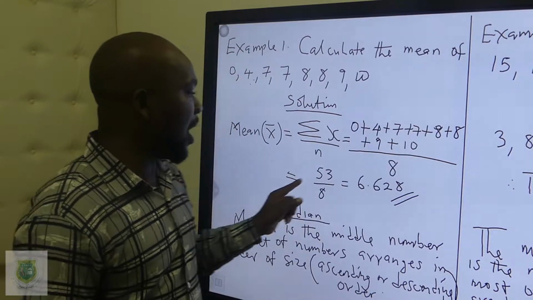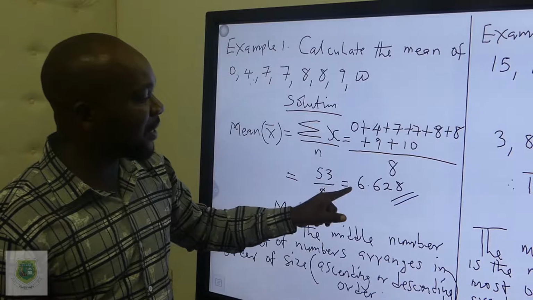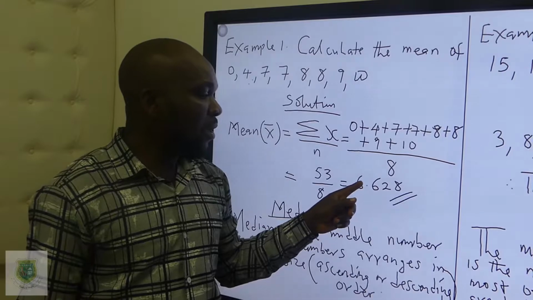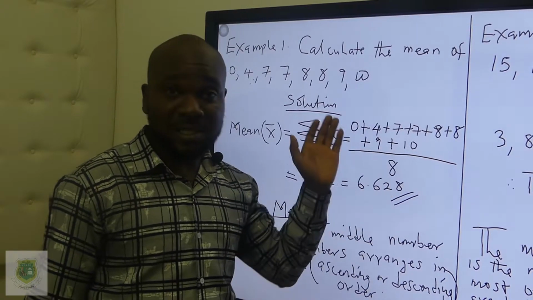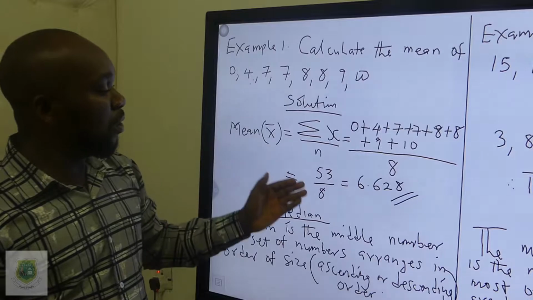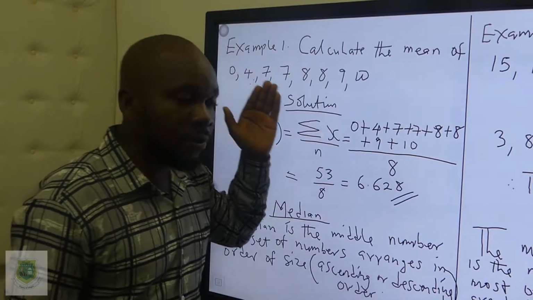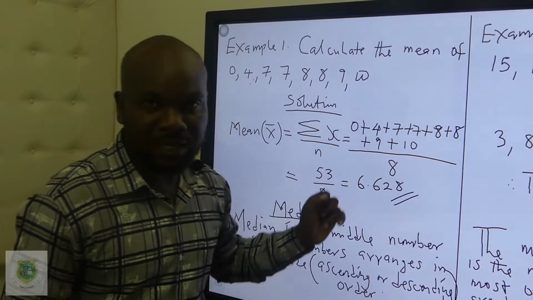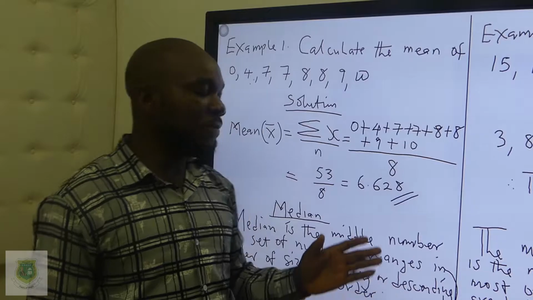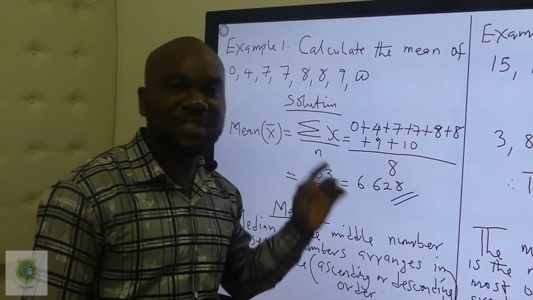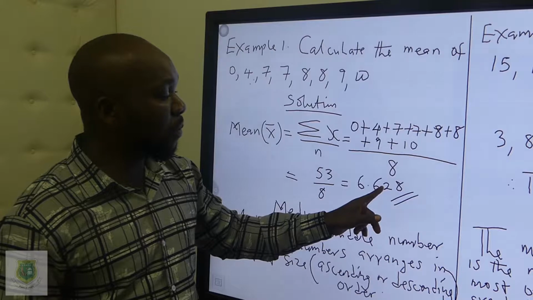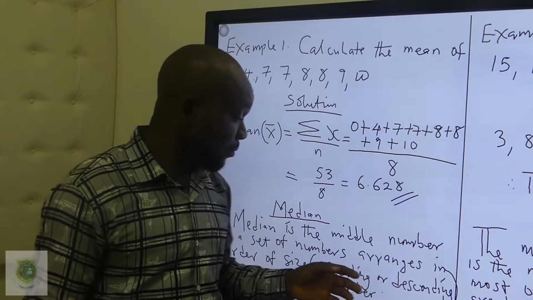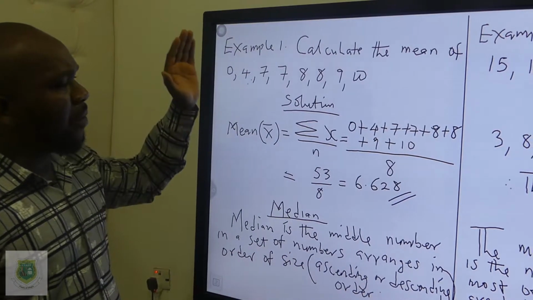When you add all of them, you have 53. Divided by 8, you have 6.628, corrected to 3 decimal places. You can be told to correct it to 2 decimal places, which is 6.63. If it is 1 decimal place, it becomes 6.6, because this is not up to 5, so it remains as it is. Then we have seen the mean.